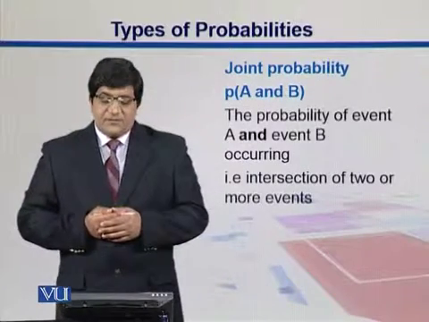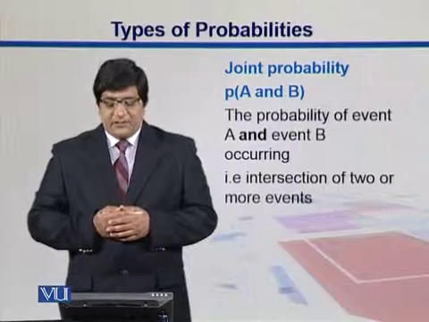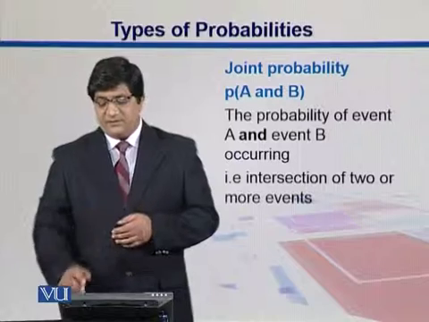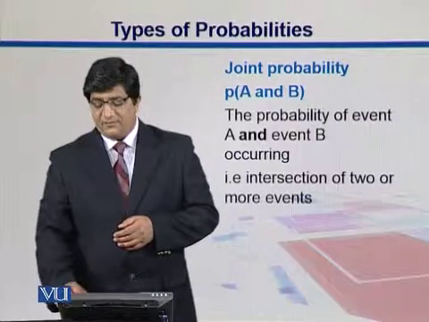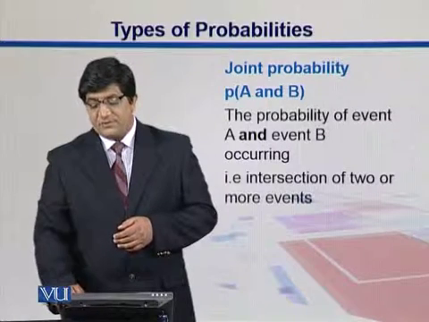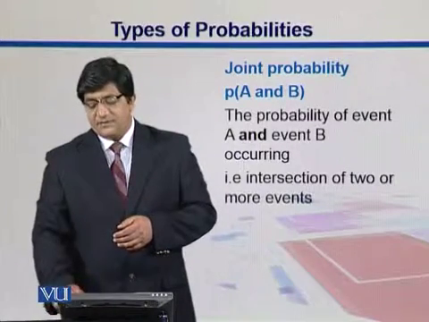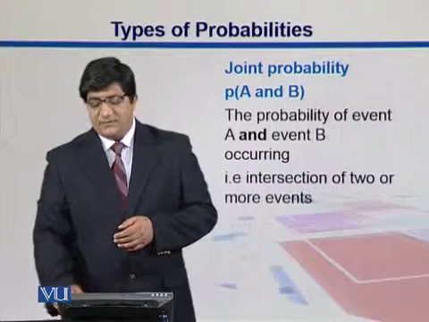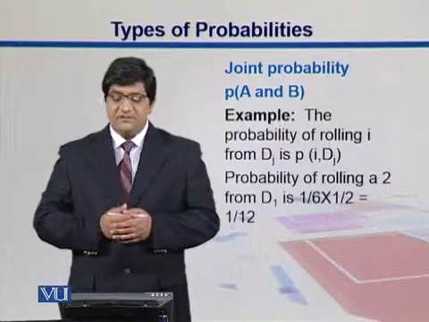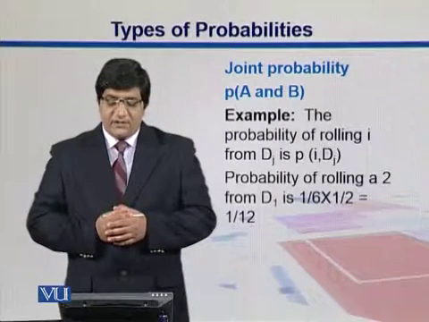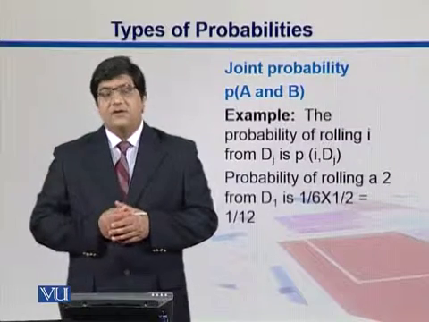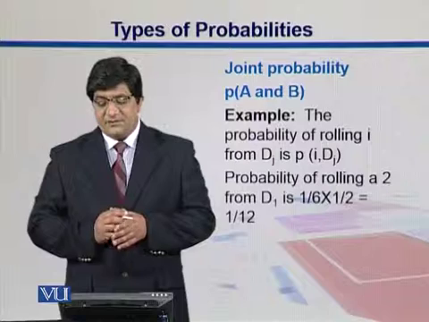Joint probability is the probability of A and B occurring together. So maybe the intersection of two events. It can be the intersection of these two events, or we can have more than two events. What is the probability of seeing them together is the joint probability. Normally it's represented as the probability of A and B, which is also the probability of their intersection. The probability of rolling i from dj is P of i comma dj. So that is the representation.